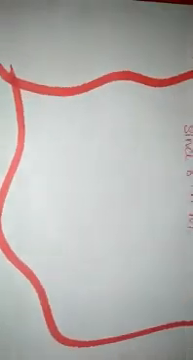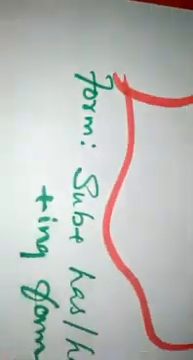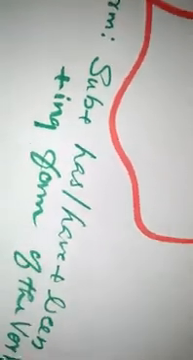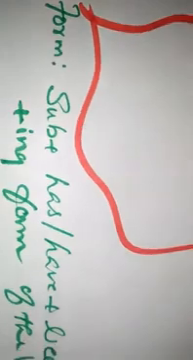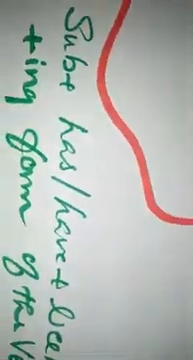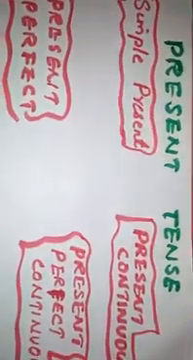To show an action that happened in the past and is continuing in the present is called present perfect continuous tense. Here you say subject plus has or have plus been plus the ing form. I repeat, subject plus has or have plus been plus the ing form of the verb. When the subject is singular, use has, and when the subject is plural, use have, plus been plus the ing form of the verb. That is present perfect continuous tense. I hope it is clear to you all. Dear children, I hope it is clear.